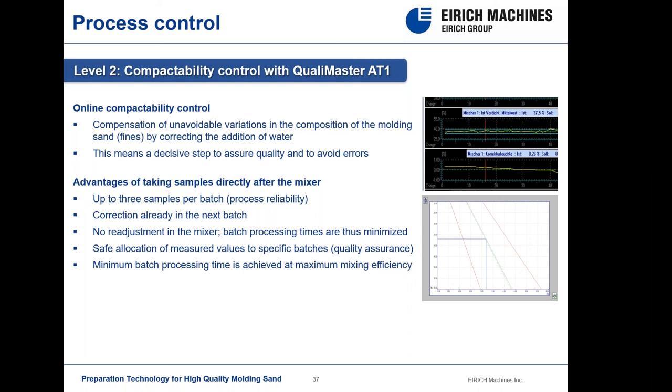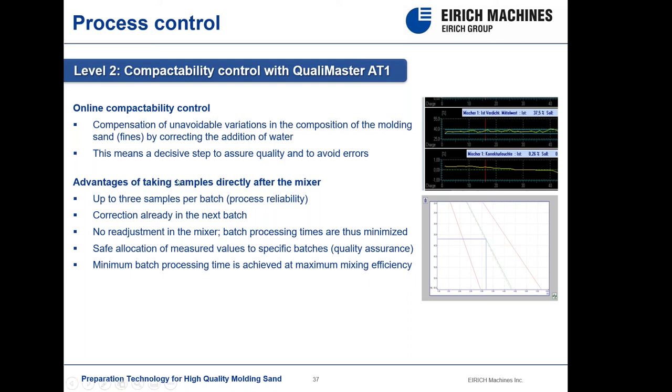So the next level is the compactability control of the quality master. In this one, we will have a compensation of unavoidable variations of the molding sand by correcting the addition of the water. Again, as I told you before, the compactability is a direct relationship between the moisture content of the sand and the compactability. So if we know the moisture content from level one and the compactability on level two, we will be able to have a more exact adjustment of the mixer, and therefore we will be able to keep it under more control throughout the shift of the foundries.